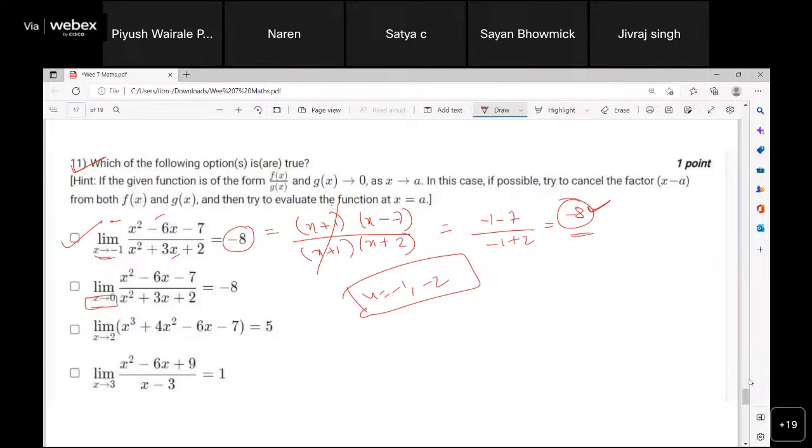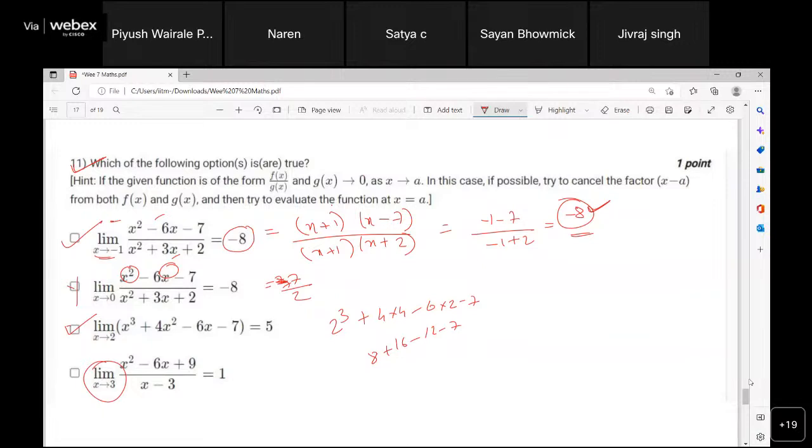Now check for options B, C, D. C is correct, sir. Let's discuss when x tends to 0: just put 0, we get -7/2. That is not correct, right? So this is wrong. Now if we put x equals 2 here: 2 cube plus 4 into 4 minus 6 into 2 minus 7, that is 8 plus 16 minus 12 minus 7, so it will be 5, right? This is correct. Now what about the last one? Its limit as x tends to 3, x minus 3 we are getting, so it should be 3 minus 3, that is 0.